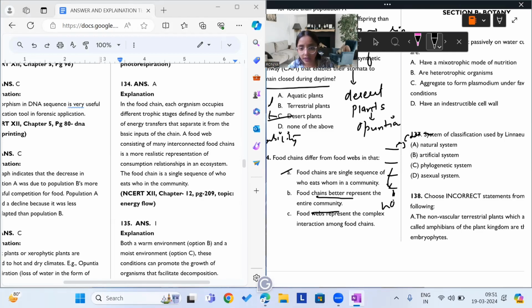Food chain better represents the entire community.